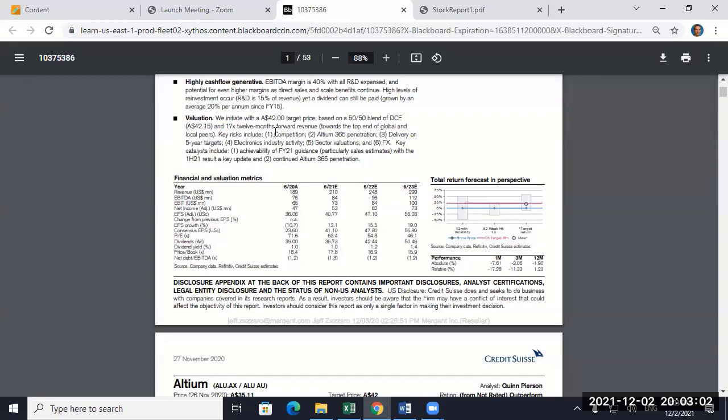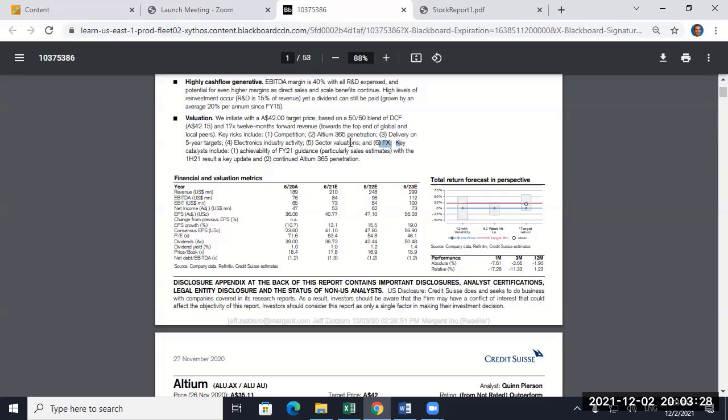Key risk, competition. Tell me a company where you're not going to say that. Maybe MasterCard, Visa, right? But their penetration, you already talked about delivery on 5-year targets. That's probably true for every company. Electronics industry activity, I have no idea what that means. Sector valuations, so maybe the whole sector is overpriced, and foreign exchange.